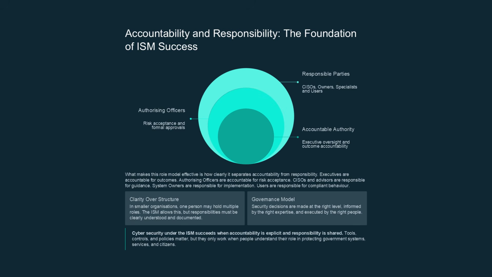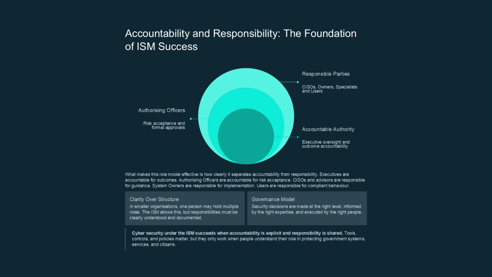What makes this role model effective is how clearly it separates accountability from responsibility. Executives and accountable authorities are accountable for outcomes. Authorizing officers are accountable for risk acceptance. CISOs and advisors are responsible for guidance and oversight. System owners are responsible for implementation. Users are responsible for compliant behavior.